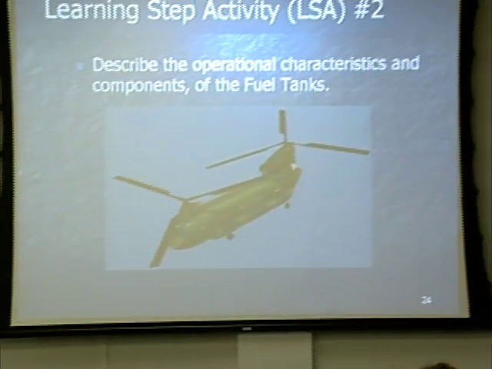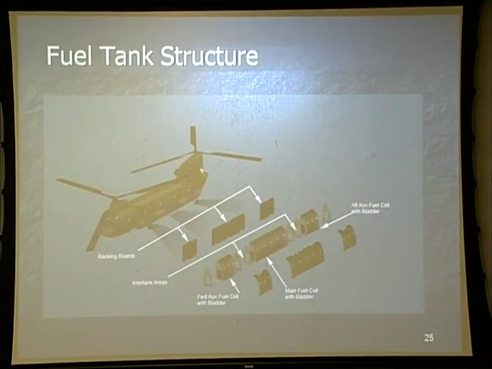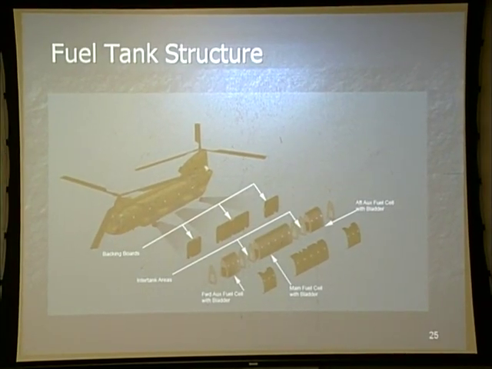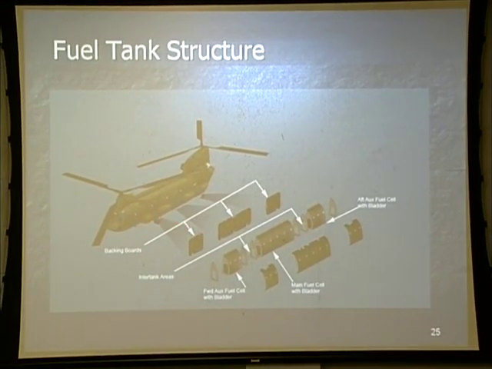Learning step activity 2. Describe the operational characteristics and components of the fuel system, fuel tank. Fuel tank structures. As we look at it, you have your backing board. All that does is protect those bladder systems from chafing. That's all that backing board does. Okay, why? Because on the backing there, we're going to have our little rivets that are going to pop up, pieces of sheet metal. So there's just possibilities of things for it to chafe against, tear on. So therefore, that's what that backing board does.